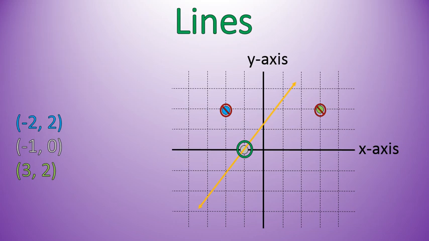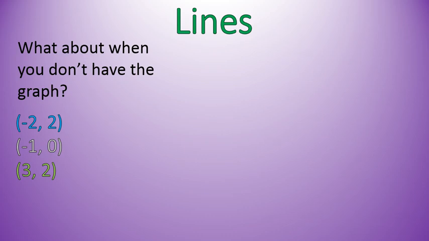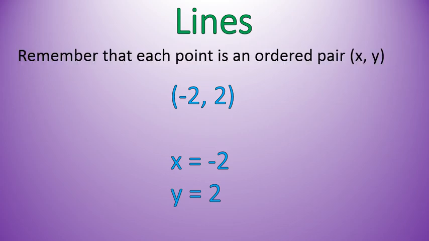Now, what happens when you are not given the graph? If you were not given this graph and you were asked if these points are on the line, you'd have to figure it out in another way, and that's what we're going to be doing today. We're going to be given a point like this, negative 2, positive 2. And the key is to remember that each number in an ordered pair has a value. It's an x and a y. So our x value is the number that comes first, and our y value is the number that comes second.